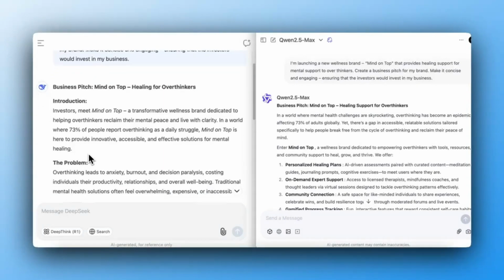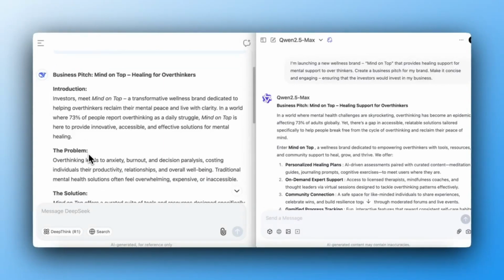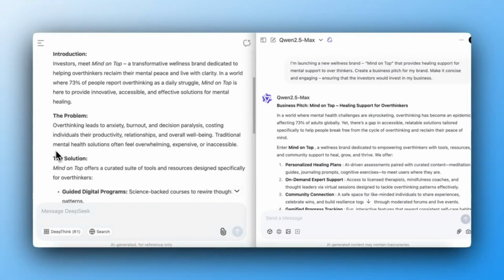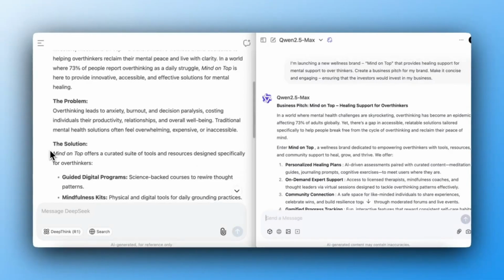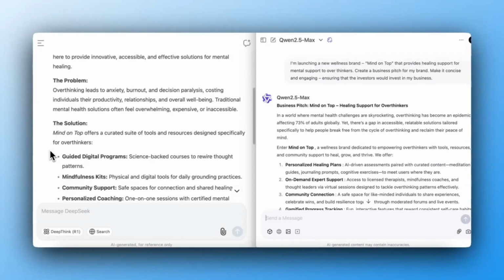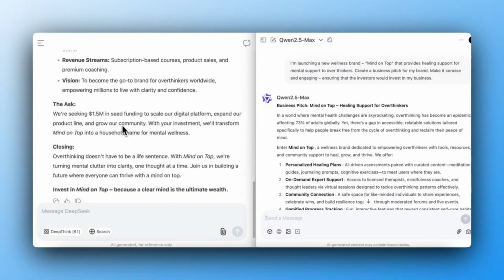But now, watch what Qwen 2.5 does with the same brief. Qwen 2.5 took a different approach, crafting narratives that could engage any audience. It's like comparing a business report to a compelling story, both valuable but serving different purposes.